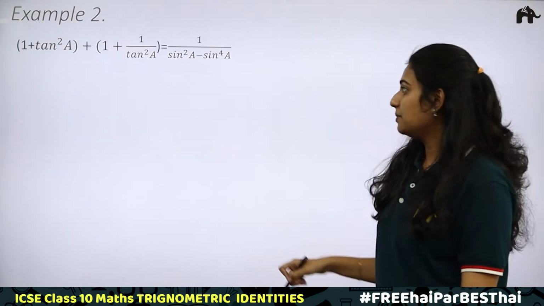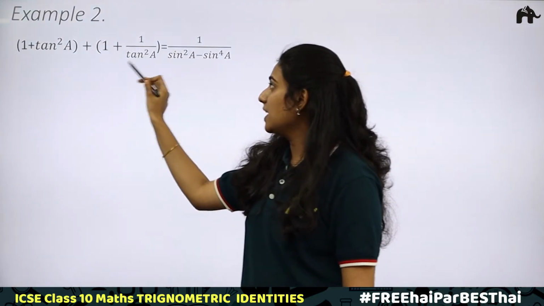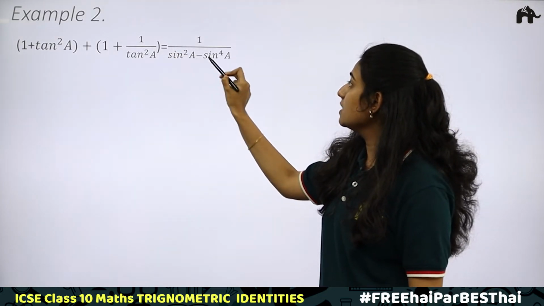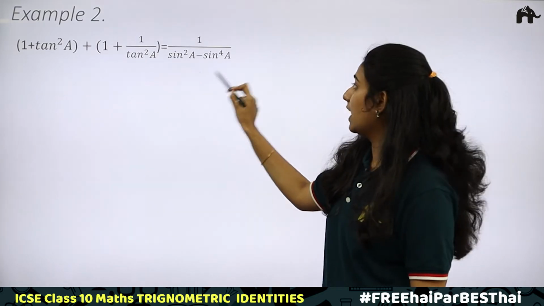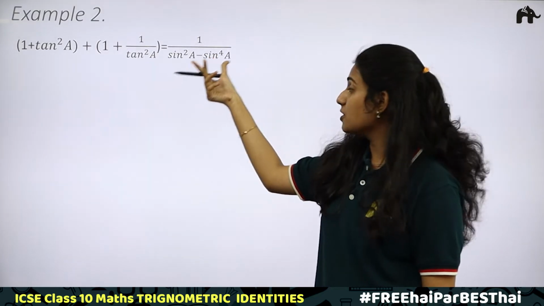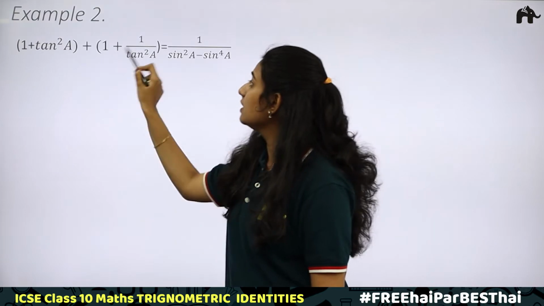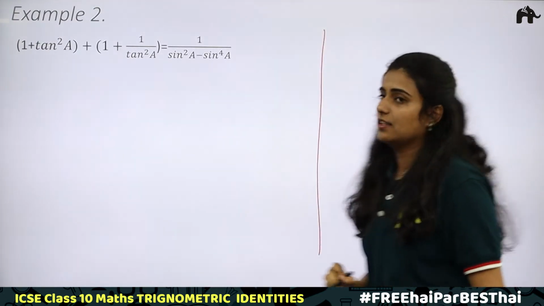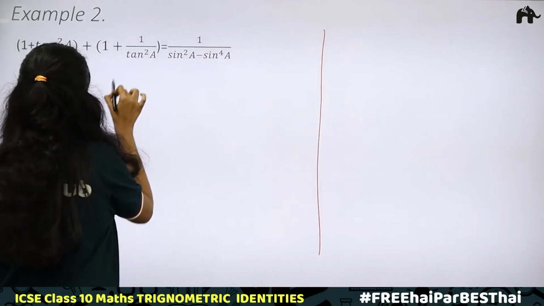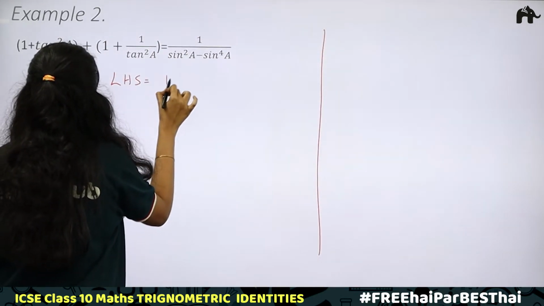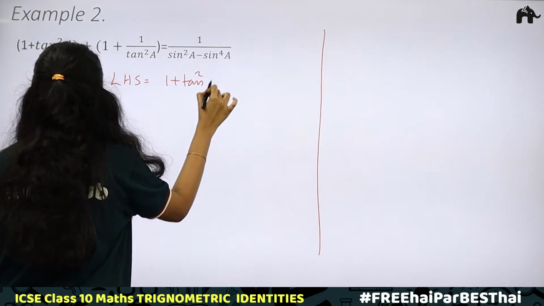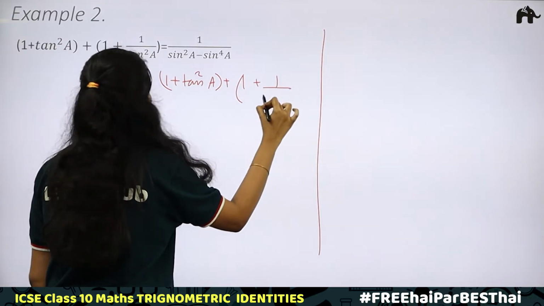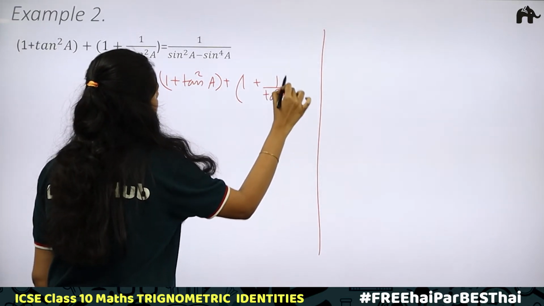Okay, next example. 1 plus tan square A plus 1 plus 1 by tan square A is equal to 1 by sin square A minus sin raised to 4A. That is, RHS is in terms of sin. We have to convert this into the form of sin. Okay, so let's start. Left hand side we have 1 plus tan square A plus 1 plus 1 by tan square A.